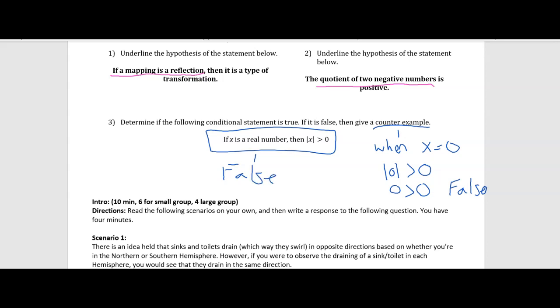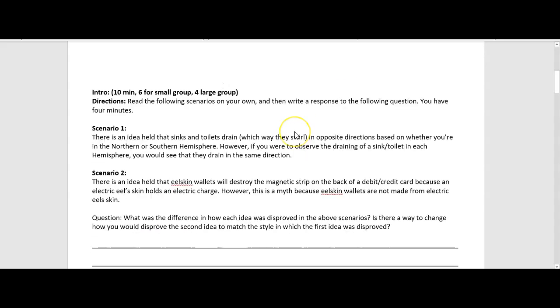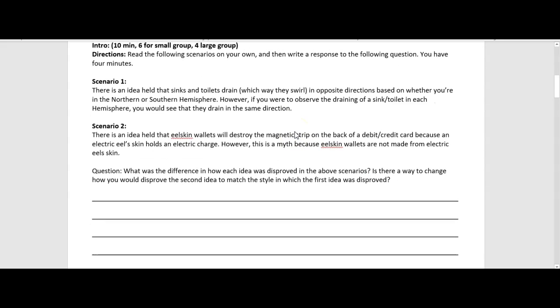Okay, let's get into our little introduction. You all are going to read scenarios 1 and 2, and then you're going to answer the question down below. So go ahead, do that. Take a few minutes, and then we'll have a discussion.